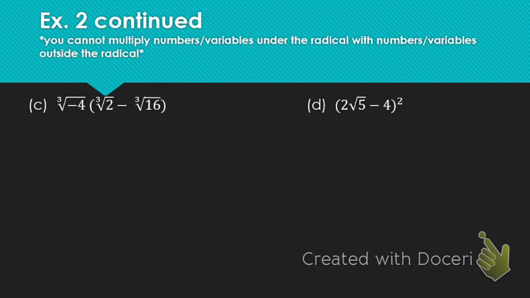So you've got to make sure that if you're multiplying numbers together, they are either both outside of the radical or both under the radical. Now, let's look at letter C, because if you look at letter C, everything kind of runs together. Let's look at this carefully and break this apart. Outside of the parentheses, you have the cubed root of negative 4. That is a monomial, okay? That is one term.